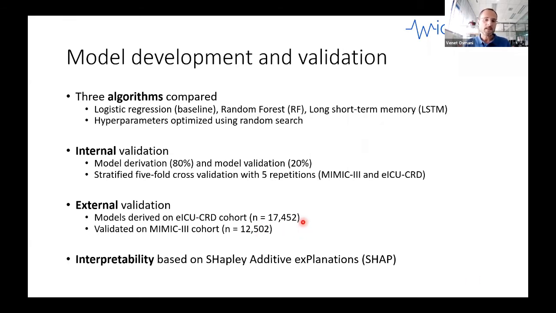You can see here that it made sense to derive the model on eICU because it was bigger, and then to test it with a smaller data set. And then in terms of interpretability, we used SHAP, which is quite a popular method to provide variable ranking and how they impact model predictions.